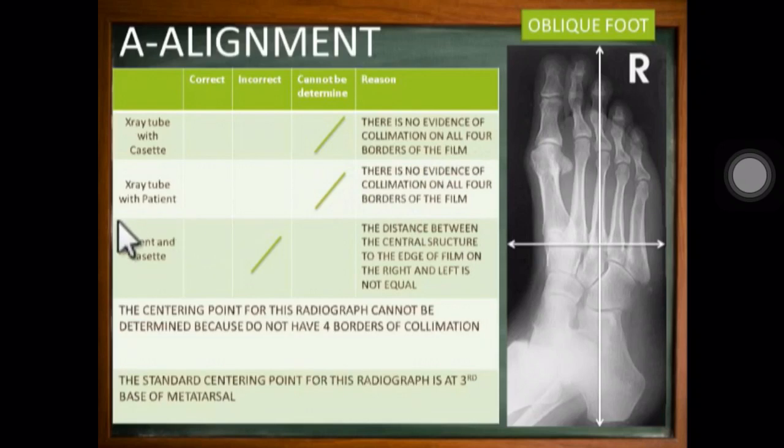And the alignment between the patient and the cassette is incorrect because the distance between the central structure to the edge of the film on the right side and the left side is not equal, and the centering point for this radiograph cannot be determined because it does not have four borders of collimation, but the standard centering point for this radiograph is at the third base of the metatarsal.